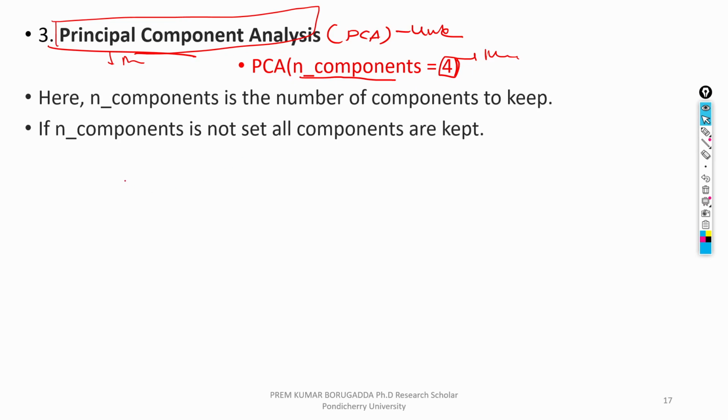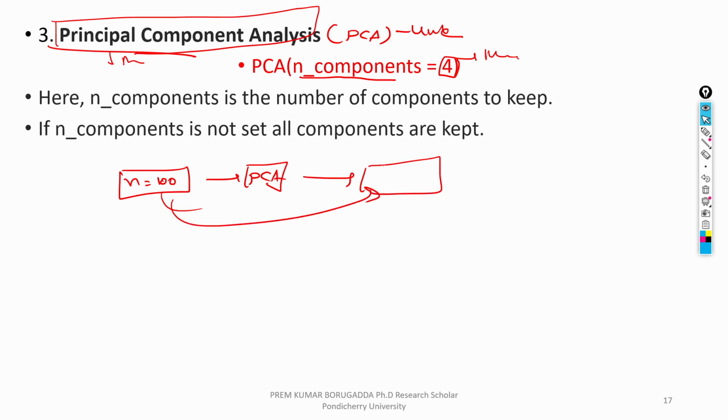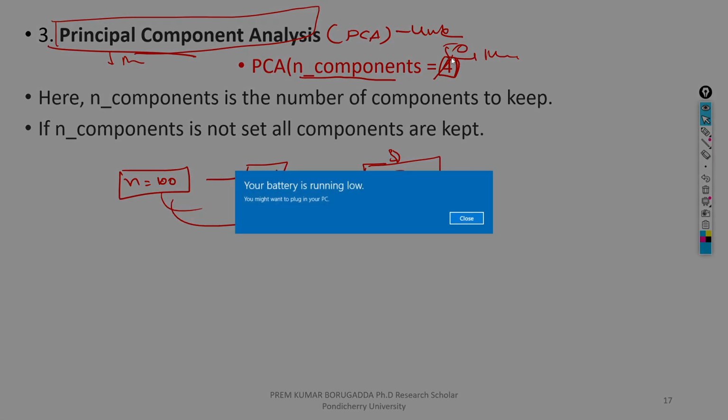For example, your data has n equal to 100 dimensions. When you apply PCA, you are going to reduce the dimension from 100 to however many dimensions you want. If you want to reduce to 50, you provide 50. If you want 30, you provide 30. So this is the value you are supposed to decide.